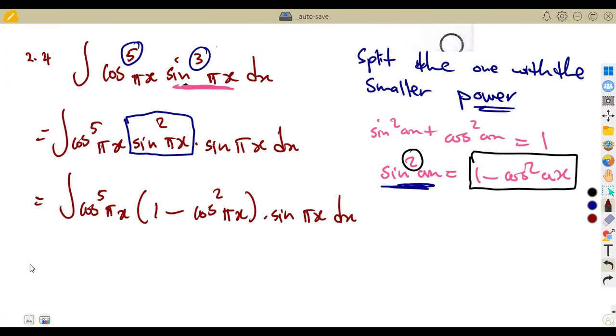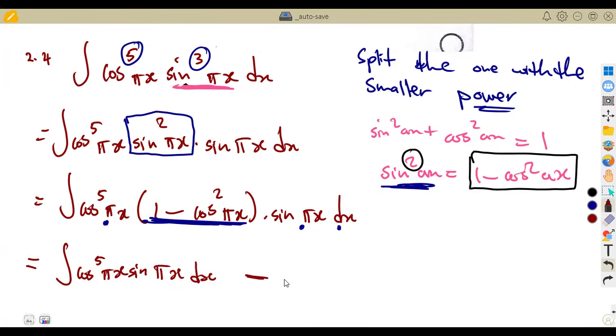Now you have to expand, but by expanding, we have to take note that the cos that is out of the bracket, and this sine out of the bracket with dx, both are expanding our bracket. What does it mean? It means I'm going to have the integral of a cos and a sine together: cos to the exponent of 5 pi x, and a sine pi x dx, because we are multiplying by 1. The second one has a minus, so we're going to multiply, so it's going to be minus the integral.